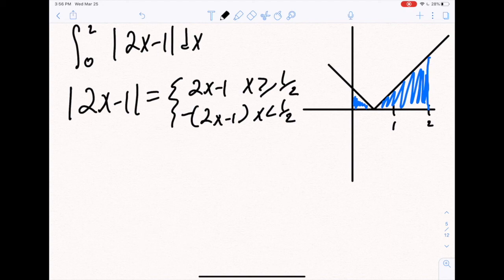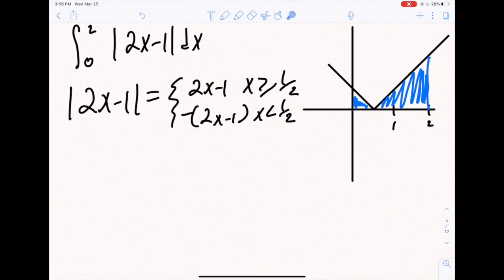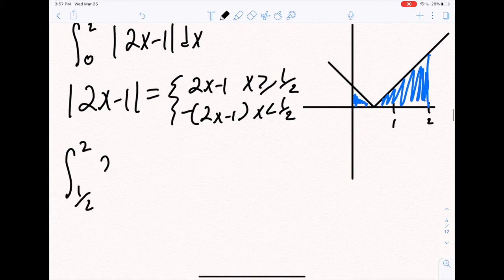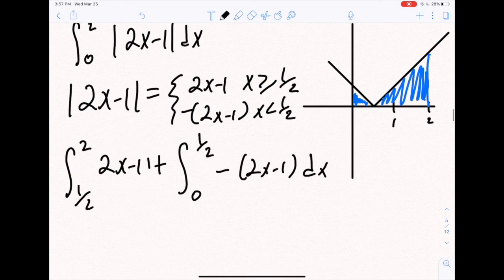And so we can break up our integral. Our given integral up here can be rewritten as the integral from 1/2 to 2 of 2x minus 1 plus the integral from 0 to 1/2 of negative 2x minus 1. And again, both of these integrals are with respect to x, so let's throw in a dx in there.